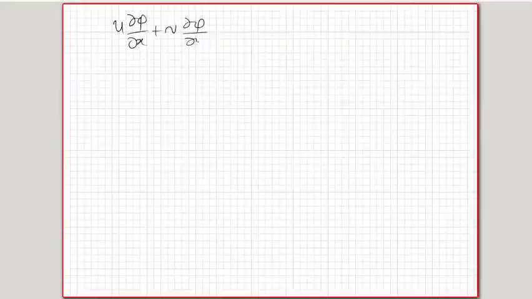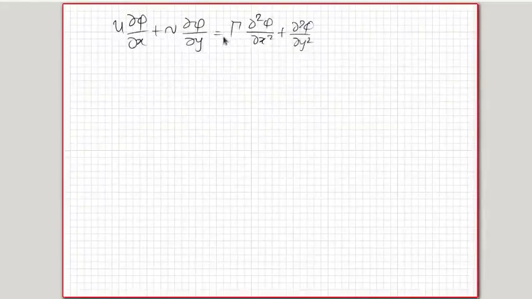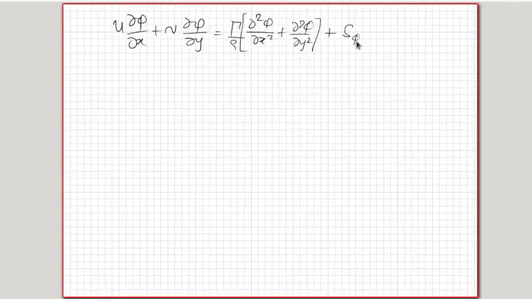So let's write this equation in the form of u del phi by del x plus v del phi by del y is equal to some gamma times del squared phi by del x squared plus del squared phi by del y squared. Let me write this as gamma by rho into this, plus some source term, let's say S phi.